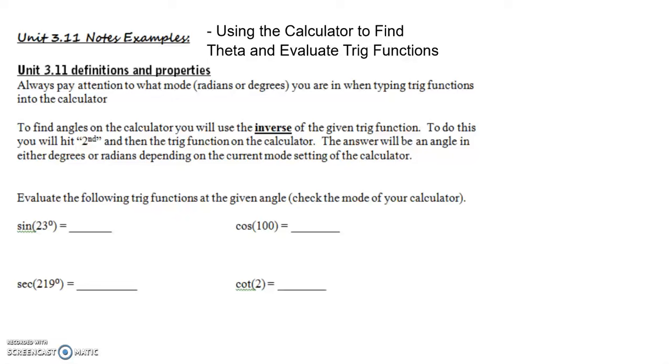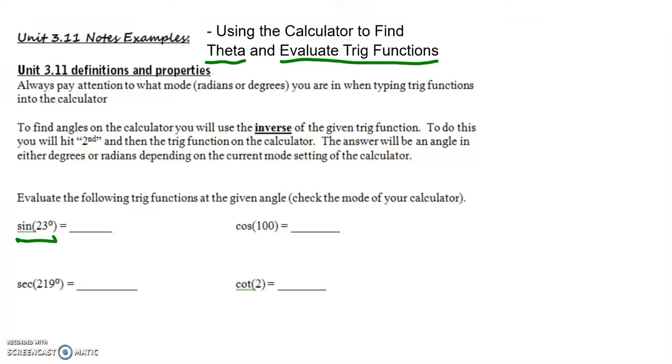So we ended the last first part of the unit with finding theta and evaluating trig functions with the unit circle. But what happens when we don't have an angle on the unit circle? Well, that's when we rely on our calculator. For instance, if we want to find the sine of 23 degrees, which isn't a special angle like 30, 60, 45, or 90, we can use our calculator to help us find our ratios or our angles.